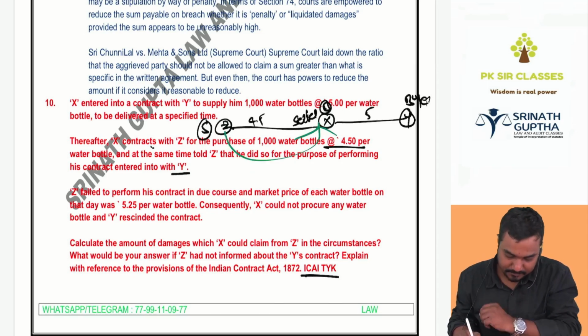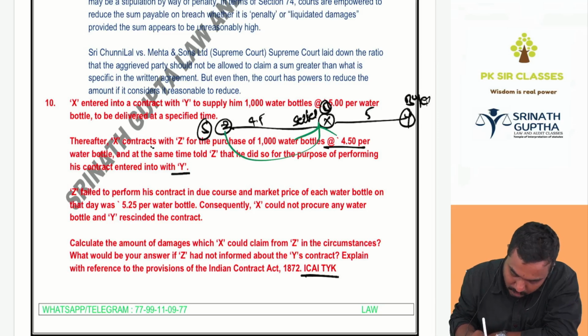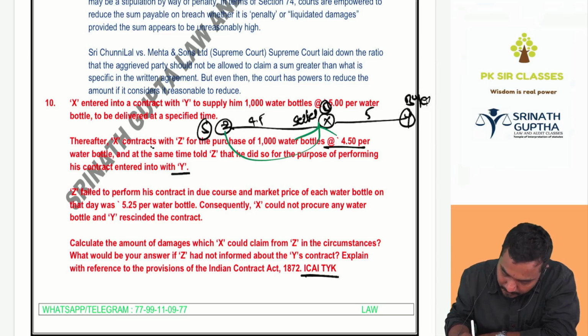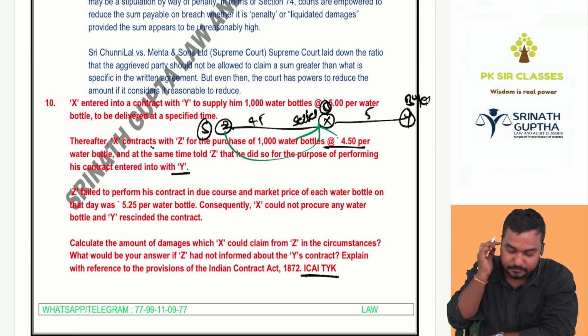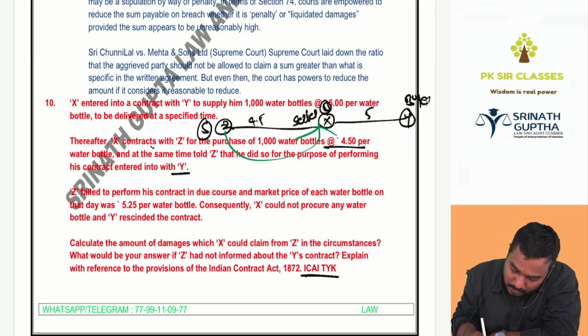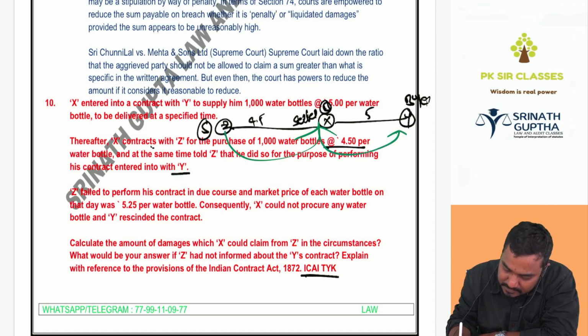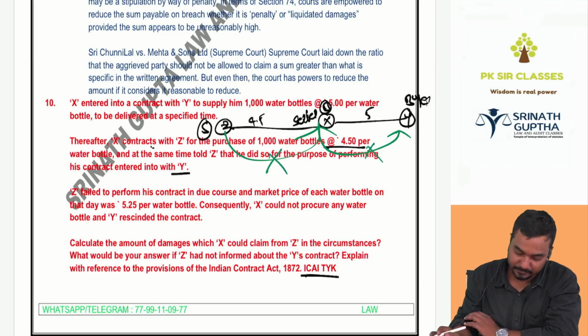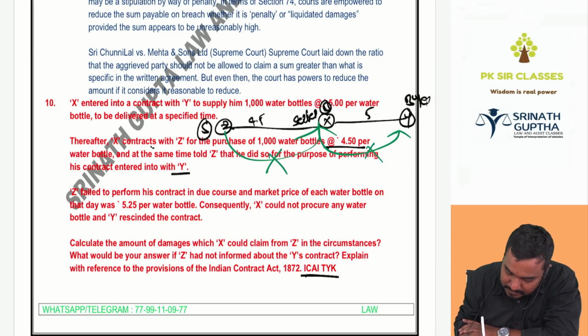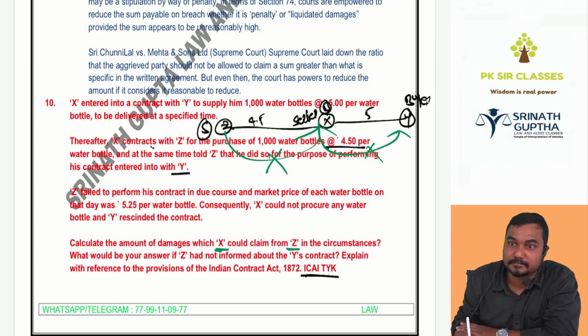Z fails to supply to X. Z fails to perform his contract in due course, and the market price of the water bottle on the day was 5.25 per bottle. Consequently, X could not procure the water bottles from Z and rescinded the contract with Y. Since Z is not giving to X, X is unable to give it to Y. Calculate the amount of damages which X could claim from Z.